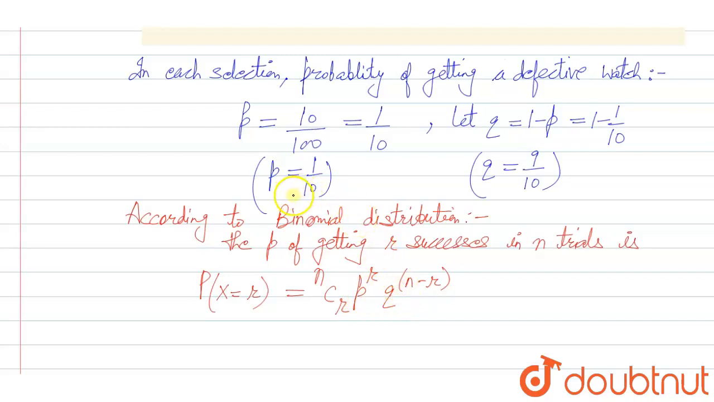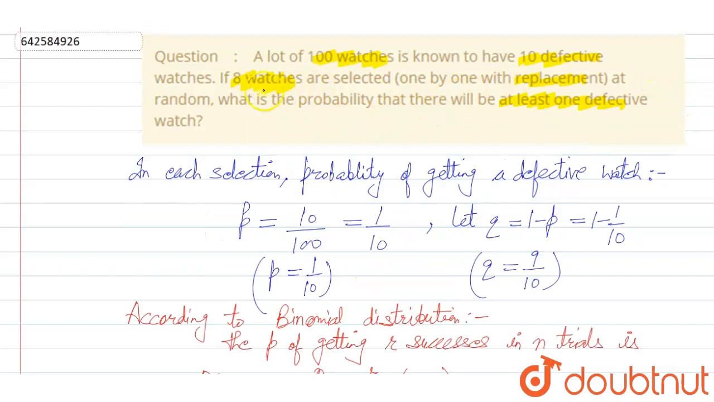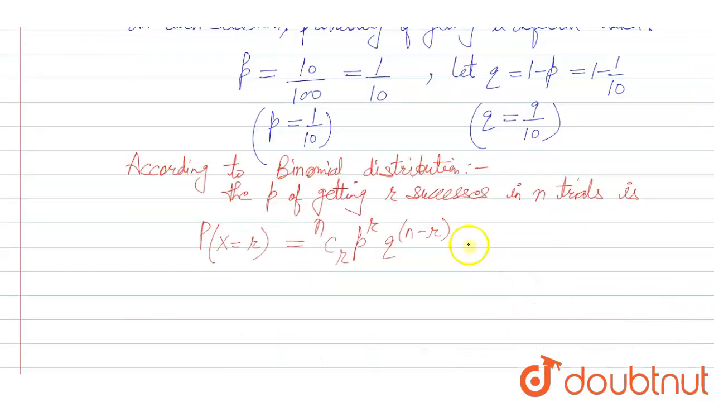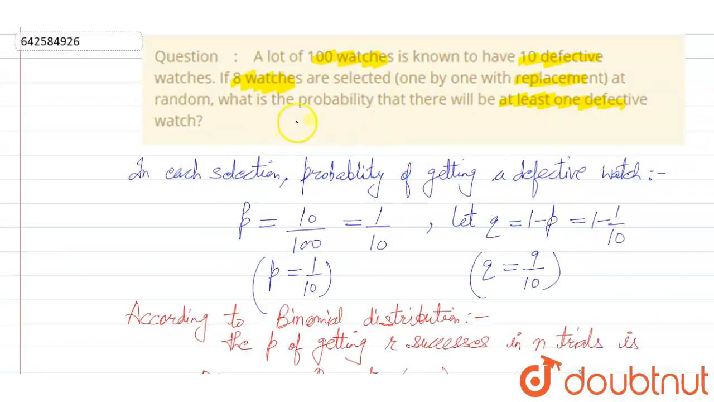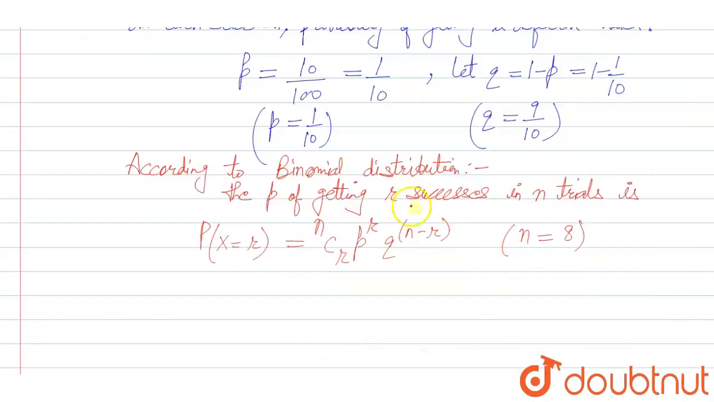Here p and q are 1 by 10 and 9 by 10, and the total number of trials, that is, selections of watches, is 8. So here we have n equal to 8. And now in the question we have been asked what is the probability that there will be at least one defective watch.